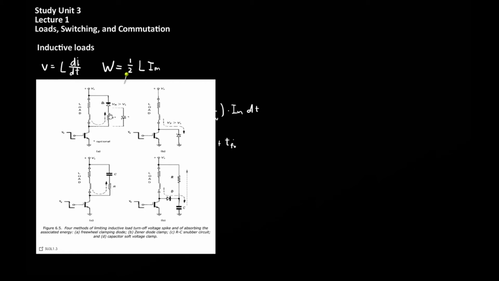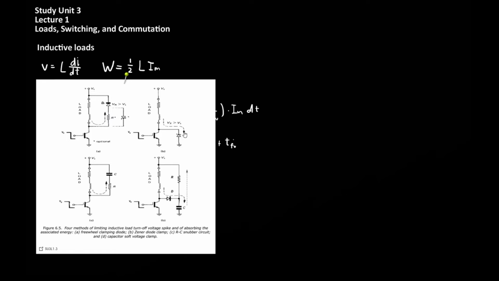In its simplest implementation, the freewheeling clamping diode does not make use of a series resistor or Zener diode over here. The purpose of the series resistor and diode over here is to control how the excess current, rather how the excess energy, decays through this diode into the source.